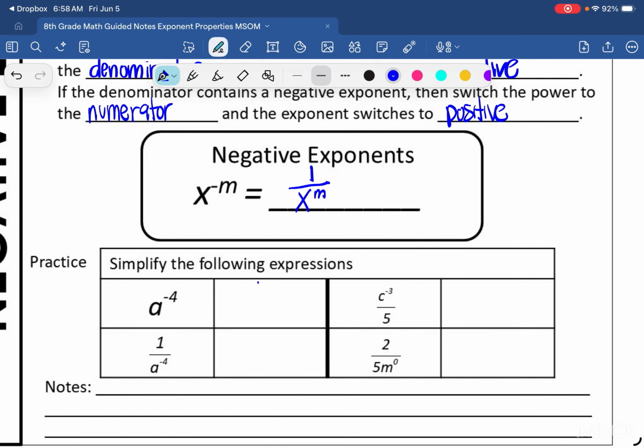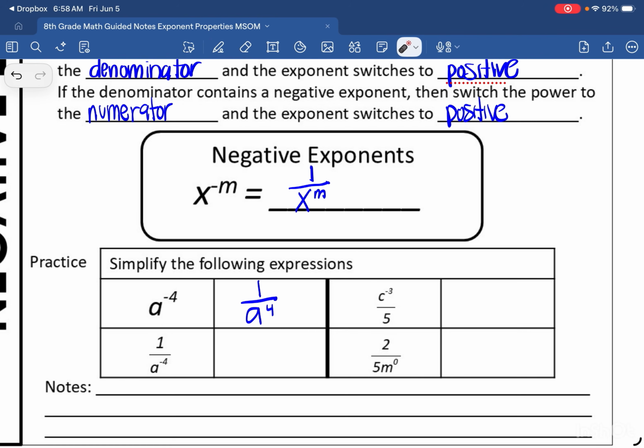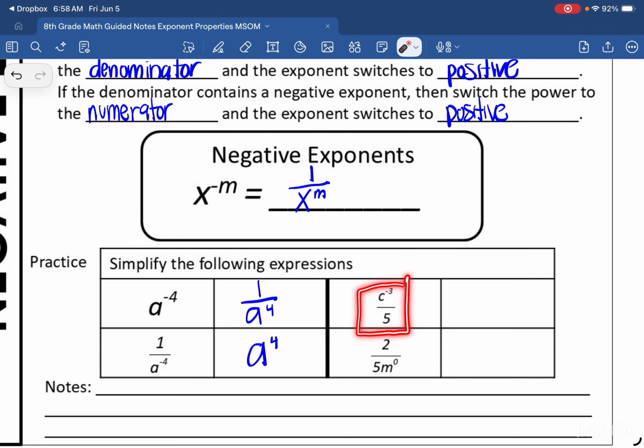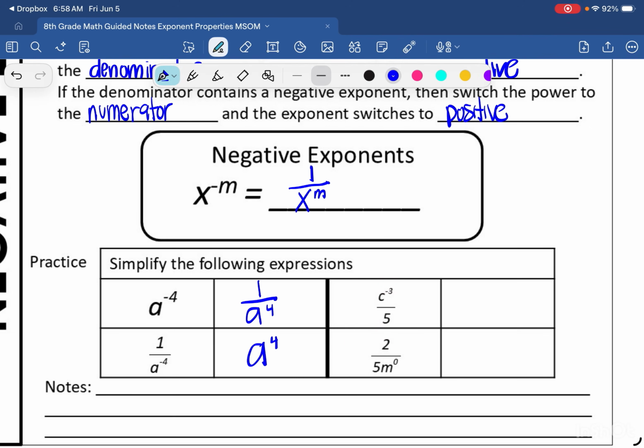A to the negative 4th would be 1 over a to the 4th. That's the same thing, and my exponent's positive. However, if I have 1 over a to the negative 4, I want the a to the negative 4 to be positive, so I'm going to flip it and put it in the numerator, and then I have a to the 4th. C to the negative 3rd over 5, I want the negative 3 to be positive, so I'm going to put it in the denominator. And I still have my 5 on the bottom. That generally goes before the variable.